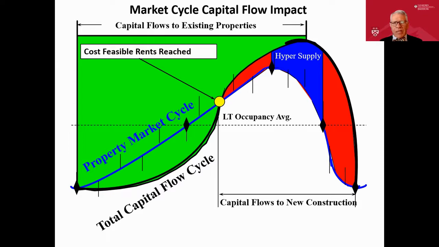One is the green shaded area of capital flowing to existing property. So if you buy a property from me for a higher price than I paid, that's more capital coming into real estate. And then at the bottom, capital flow to new construction should start about at the cost feasible level. But if I start building a new property near the peak, I don't finish it till near the bottom. That's still more capital coming in to real estate. Next slide.